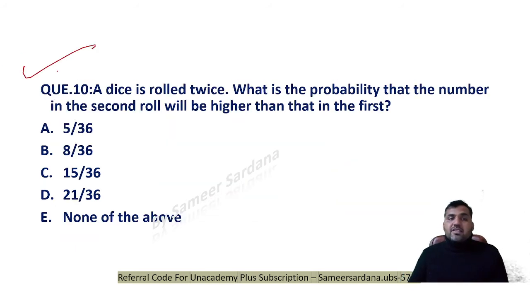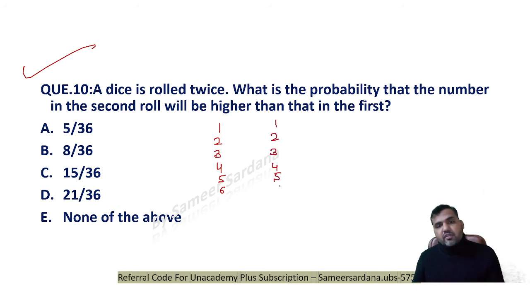Question number 10. A dice is rolled twice. What's the probability that the number in the second roll will be higher than the first? So guys, you know that when I roll a dice, the possible outcomes are 1, 2, 3, 4, 5, 6 in the first throw. In the second throw also the outcomes are 1, 2, 3, 4, 5, 6, right? So my total number of outcomes would be 6 into 6, that is 36.